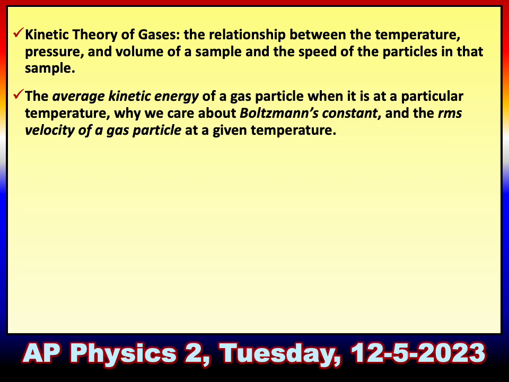And then we're going to look a little bit at kinetic energy. Energy is oftentimes used to describe a lot of things. It's a really useful tool. So we're looking at the average kinetic energy of a gas particle when it is hot or cold at a specific temperature. We're going to be looking at a constant called Boltzmann's constant, and really what it represents and why we care about it. Well, if we're talking about kinetic energy, it's probably not so weird. We can also talk about the velocity of a gas particle depending on how hot or cold it is.